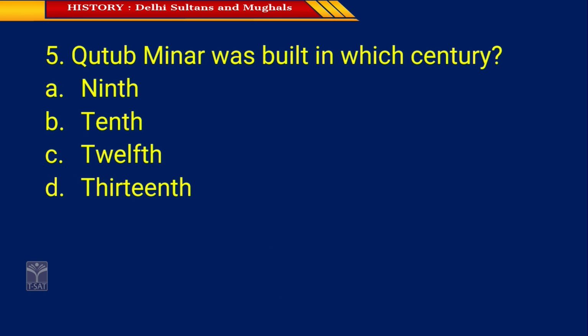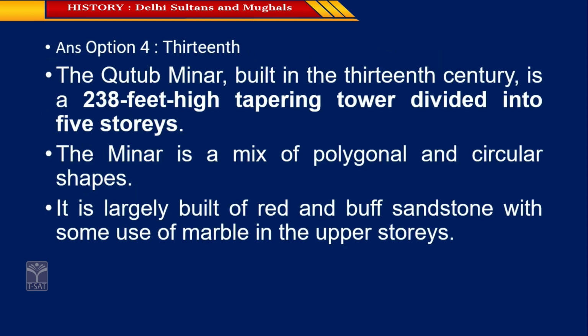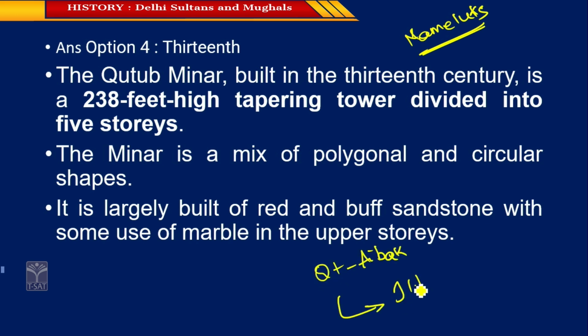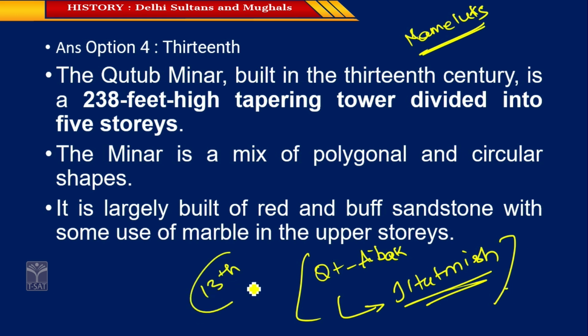Next question. Qutub Minar was built in which century? 9th, 10th, 12th, 13th century. Option is 13th century. Qutub Minar definitely started by the Mamelukes. The construction began by Qutbuddin Aybak, completed by Iltutmish. Since together they belong to 13th century, the answer will be 13th century, 1206 to 1236. These both kings, 1206 to 1236.